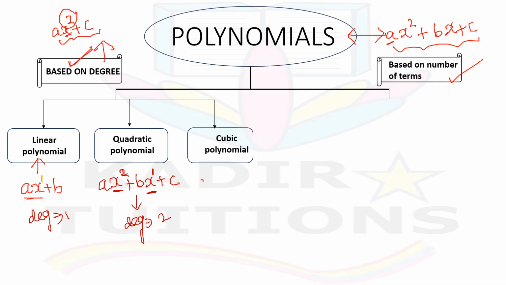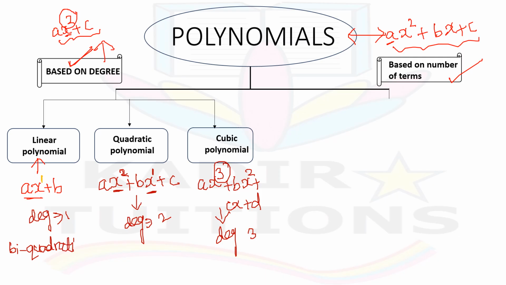And the next type is the cubic polynomial. The general equation for the cubic polynomial is ax cube plus bx square plus cx plus d. This is the general form of a cubic polynomial. So here the highest degree is 3. And we have even the biquadratic polynomial, whose highest power is going to be 4, so the degree is 4. The general form I can write like this: ax power 4 plus bx cube plus cx square plus dx plus e.